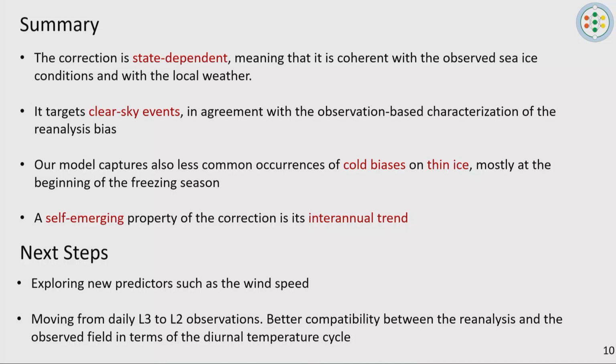I will skip the summary, but I want to emphasize the next steps. So I would say this is sort of a version 1 of our model. We want to explore more predictors. In particular, we want to see if the wind can help the model by being a proxy of the stability of the boundary layer. And we also want to move from L3 satellite data, so daily pictures, to really going for on-track L2 satellite measurements.